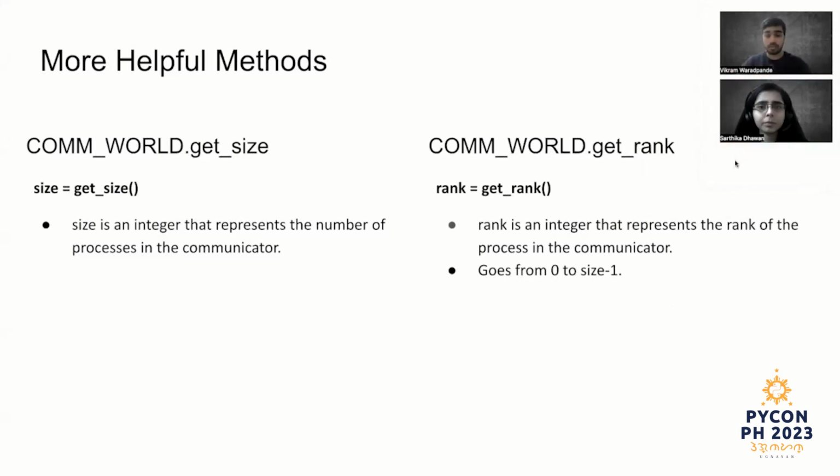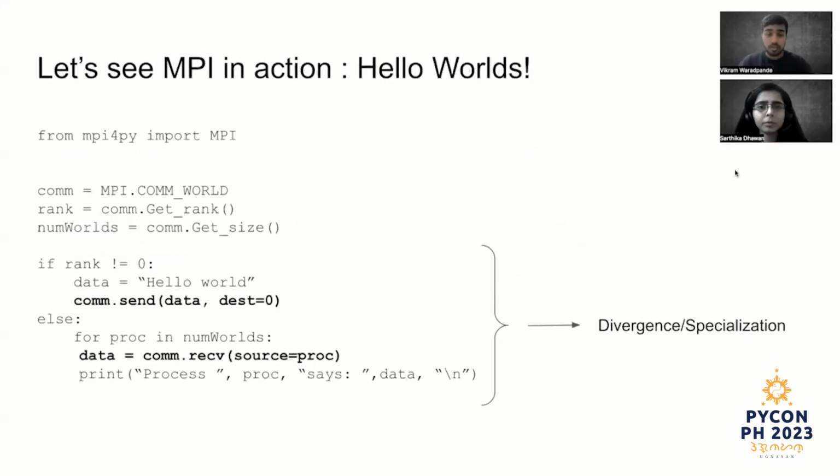Now let's go on further. So now let's see our first MPI program. In classical programming, you might have seen the classic Hello World program, but because this is MPI, we'll have the Hello Worlds program because we'll execute Hello World multiple times on different nodes. So we start off with the import of MPI for Py, which is required for all these methods.